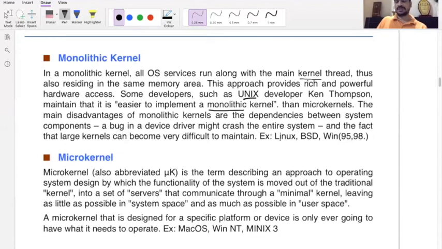So for examples, in today's world, Linux is one example you can see. And there is BSD, that is Berkeley Software Distribution. That is also a type of operating system where a monolithic kernel has been used. Then in previous versions of Windows, 95 and 98, a monolithic kernel was used.